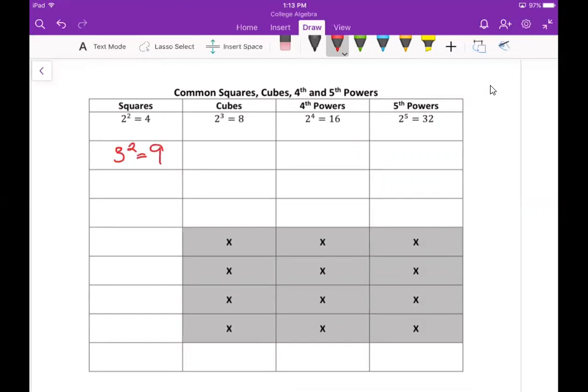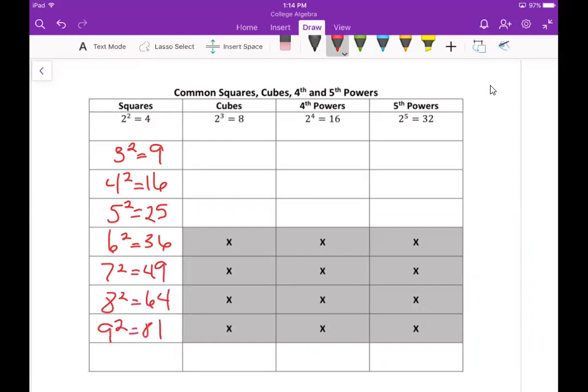3 squared is 9. 4 squared, and again, you can do this in your calculator, is 16. 5 squared is 25. 6 squared is 36. 7 squared, 49. 8 squared, 64. 9 squared, 81. And 10 squared is 100. Okay, so we would want to be able to recognize that 9, 16, 25, 36, all of those are perfect squares. We also want to recognize a few perfect cubes and so on.